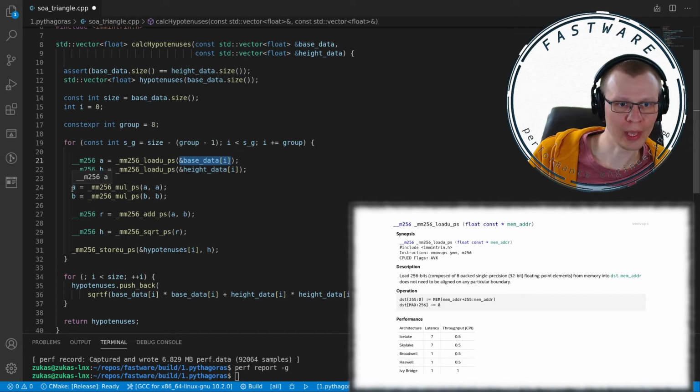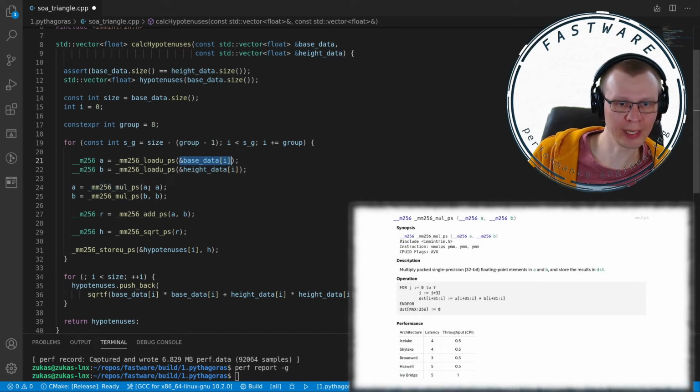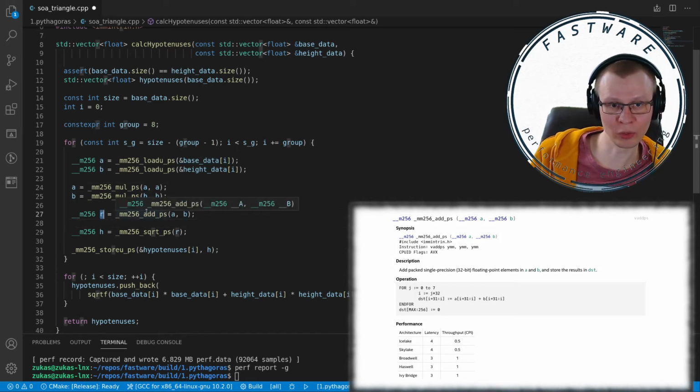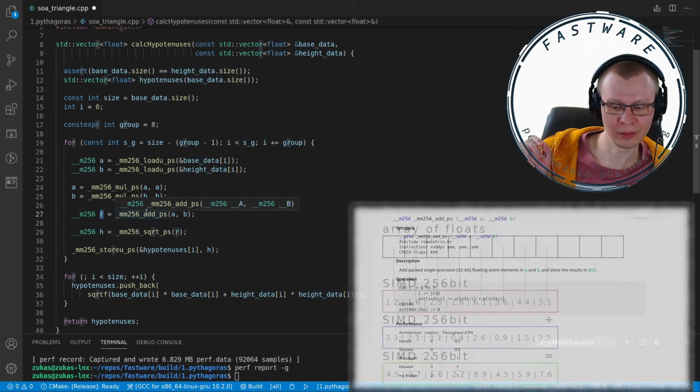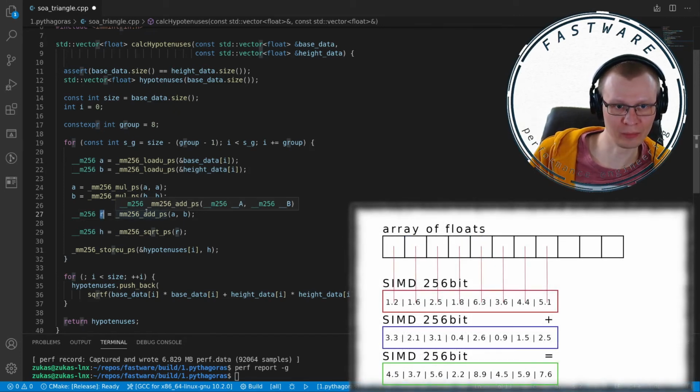Now A will be replaced by multiplying A times A, so that's your A squared. And here we multiply B times B, that's your B squared. So base squared and height squared are now stored in A and B. Now we add A and B and store in this R register. Again, this is happening on all 8 values at the same time. And in this graph, you can see exactly how this is happening.